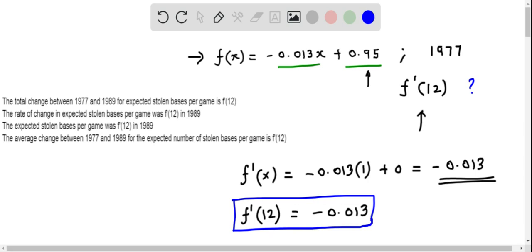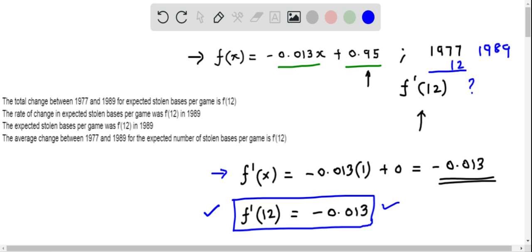Now let's interpret this f prime of 12. As we understand, f prime of x represents the rate of change in expected stolen bases per game. When we put x equal to 12, we add 12 to the year 1977. So this gives 1989. So basically, this represents the rate of change in expected stolen bases per game after 12 years from 1977, that is in the year 1989.